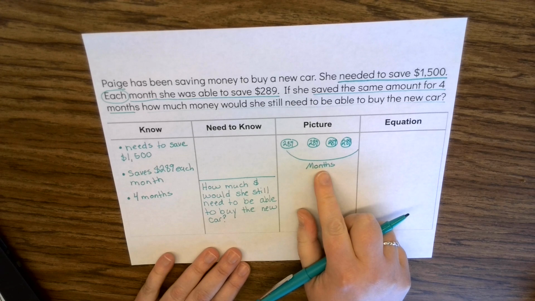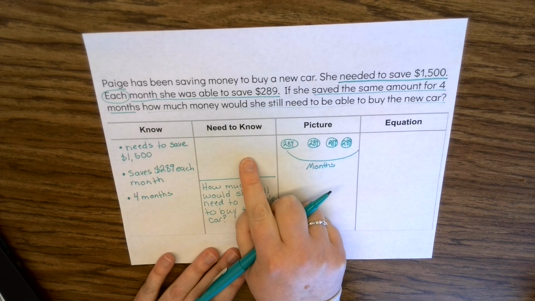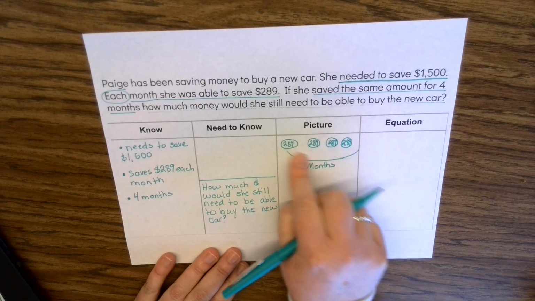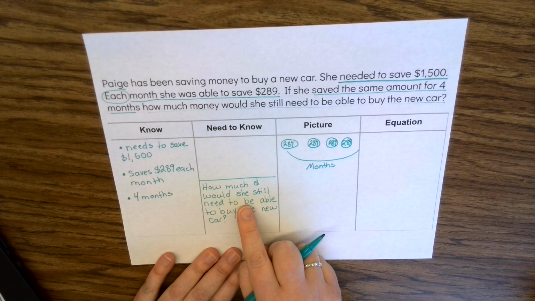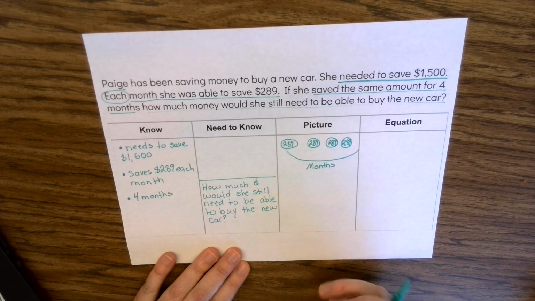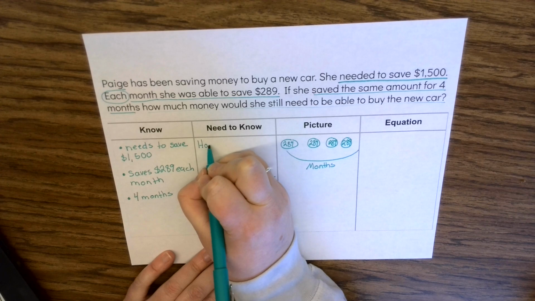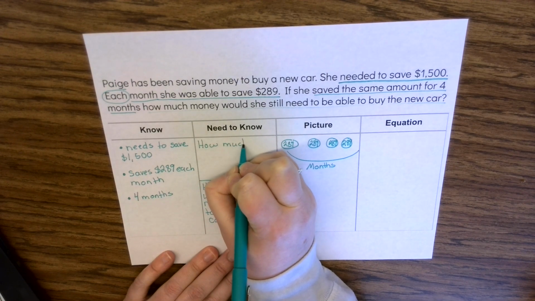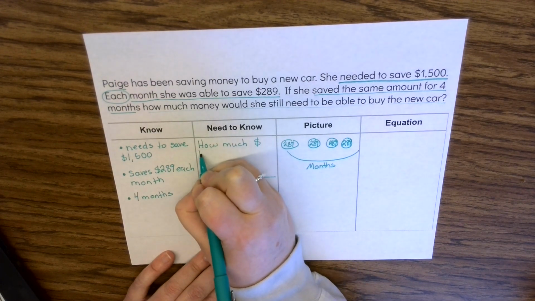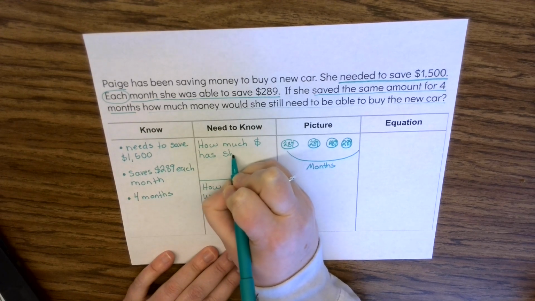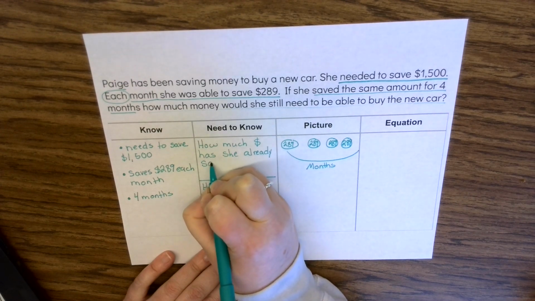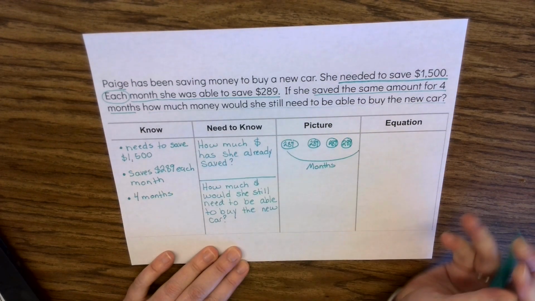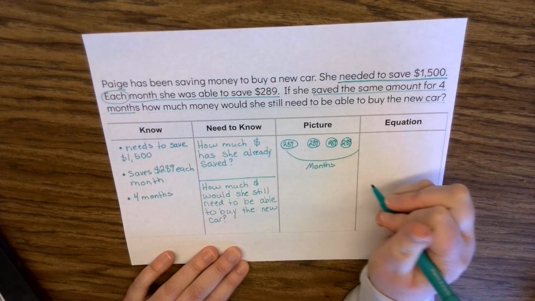Now, let's look back at this picture here. This picture can help me come up with one of my need to knows here. I need to know how much she's already saved. This picture right here tells me that. If I want to know how much she still needs to have, I need to know how much she's already saved. So, how much money has she already saved? And I can use this picture to help me.